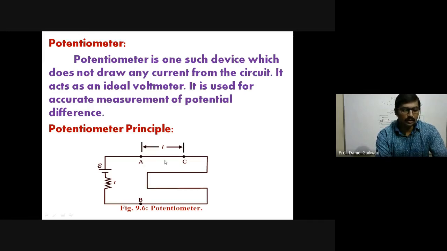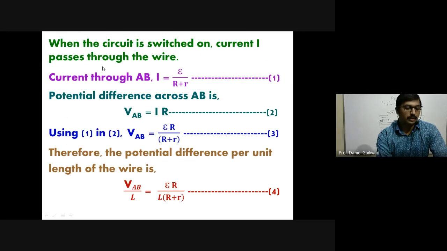One more point is, we consider any general point C on this potentiometer wire which has a small length l between A and C. Again, we have certain considerations. From point A to B, the total length of wire we take as capital L, and the resistance from A to B we have taken as capital R. So that we have taken in the next slide here.